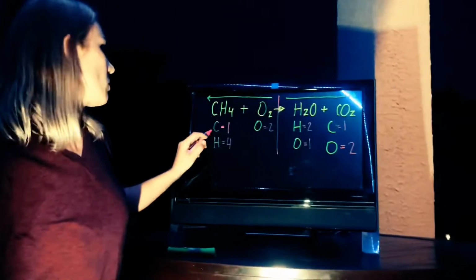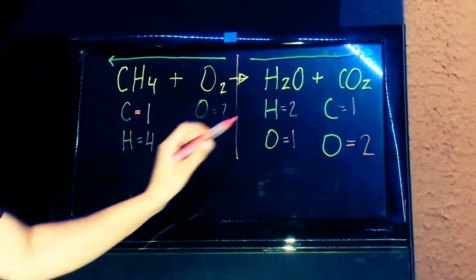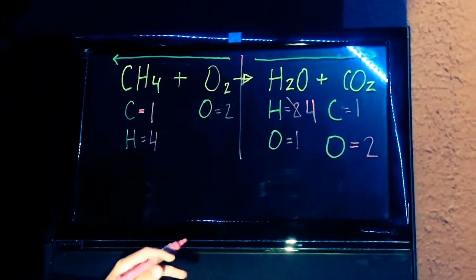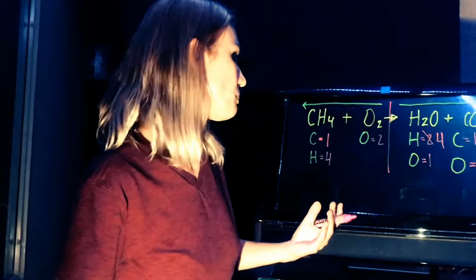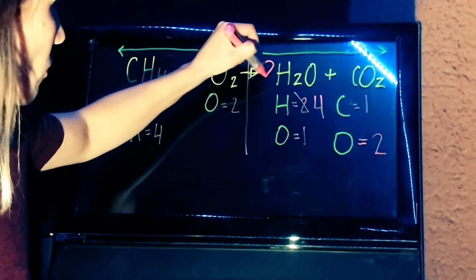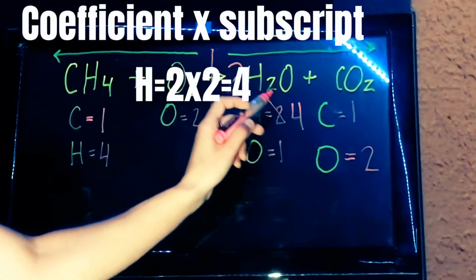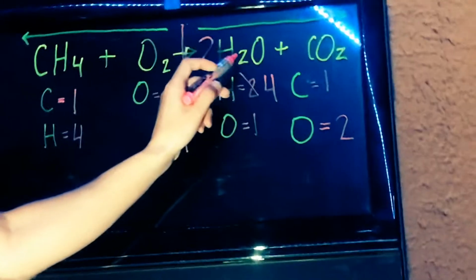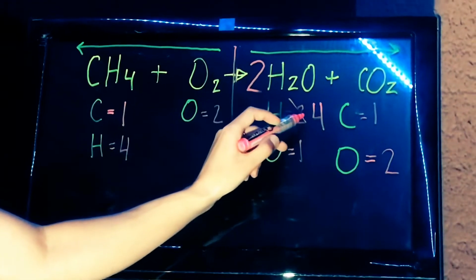So look over here, carbon 1, carbon 1, that's good. My next element is hydrogen 4 and hydrogen 2. Okay, I cannot do that, I need to put a 4. So remember, the only thing you can do is add coefficients, you cannot change anything. So over here, I'm going to put a coefficient of 2. And you're wondering, why do you put in 2? It says 4, because watch. Do you see this 2? What do coefficients and subscripts do? They multiply. So 2 times 2 equals 4. So that's why I did that.